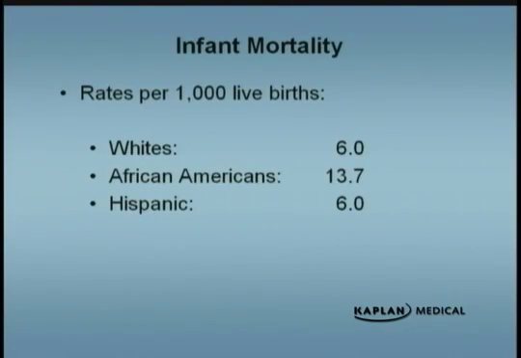Infant mortality rates in the United States for whites are roughly 6 per 1,000 live births. For African Americans, remember that is a little bit more than double that for whites. For Hispanics, it's about the same as for whites, an easy thing to remember. People from the island of Puerto Rico have an infant mortality rate somewhat higher than Hispanics overall. It's about 8 per 1,000 live births, but Hispanics and whites have a very similar infant mortality rate. The infant mortality rate overall is roughly 7 per 1,000 live births.